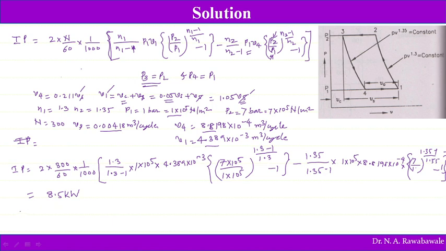Now mechanical efficiency. For an engine, mechanical efficiency is brake power divided by indicated power. For a compressor, power consumption is indicated power, so brake power is equal to indicated power divided by mechanical efficiency, which is given in the problem.